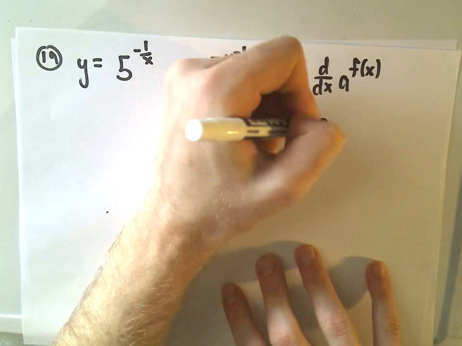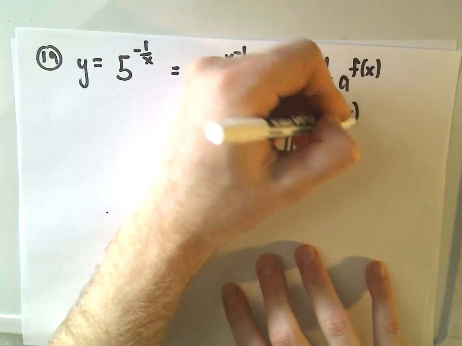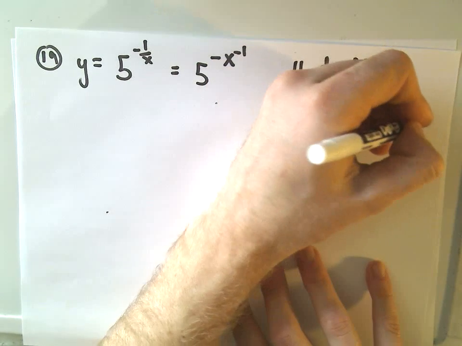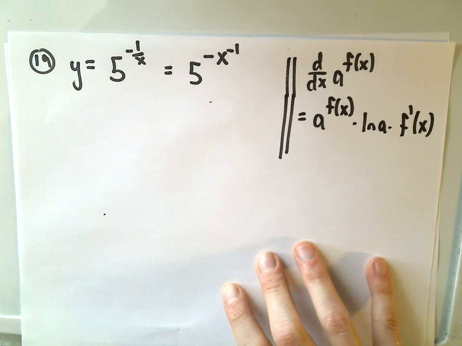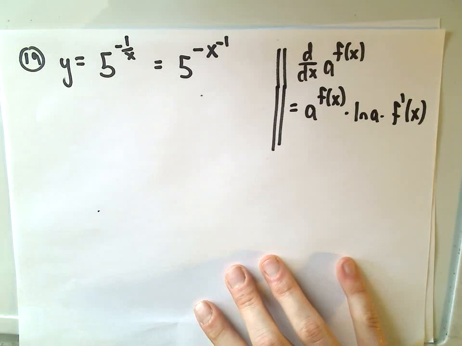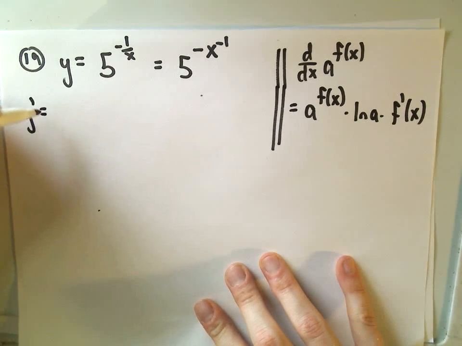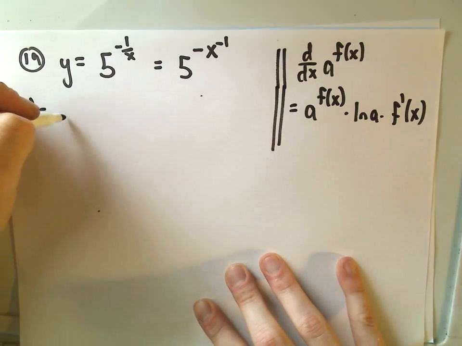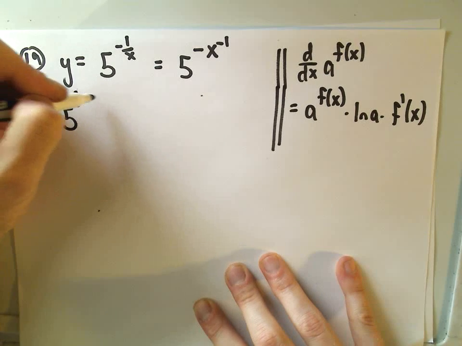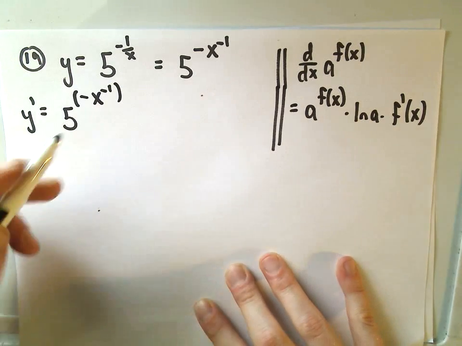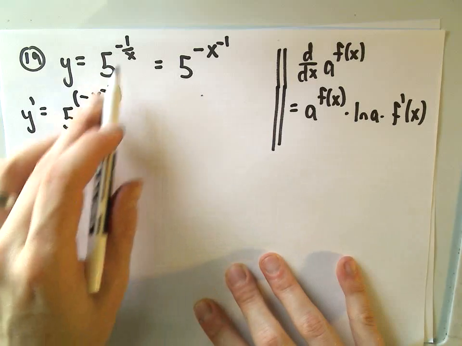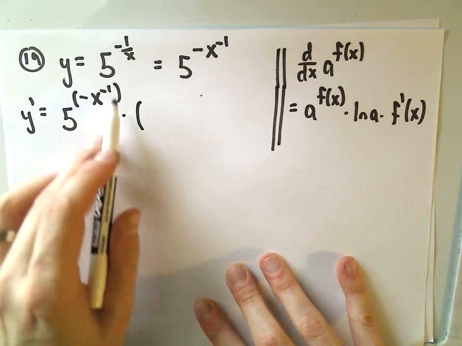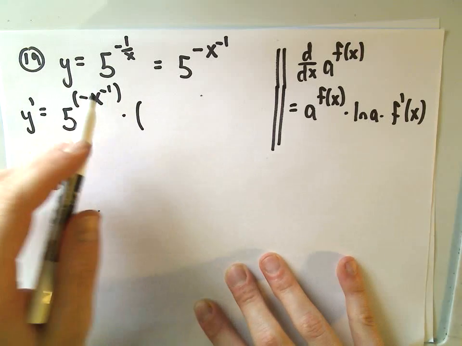It's going to repeat a to the f of x. We have to tack on the natural logarithm of the base, but then again we have to take the derivative using the chain rule, so f prime of x. Okay, so in this case, I've got a number to some variable stuff. It's just going to repeat. And again, if you want to rewrite the original part as just 5 to the negative 1 over x, I say go for it. So now we have to take the derivative.